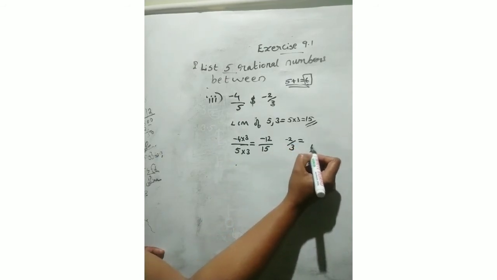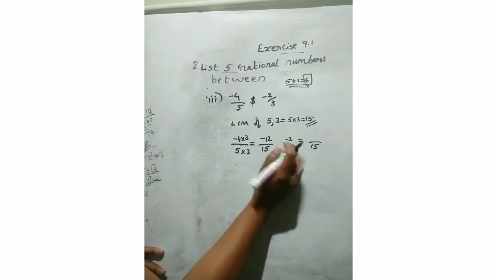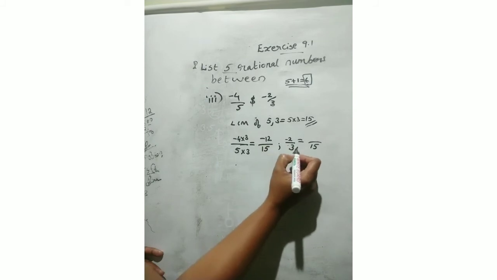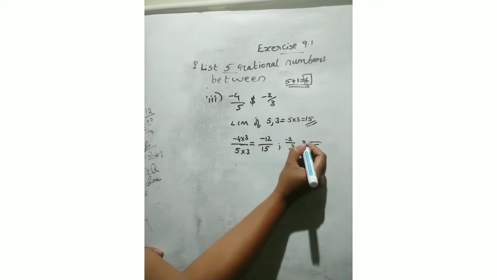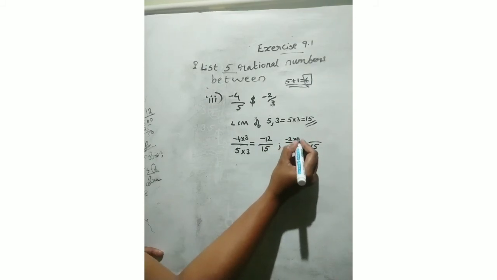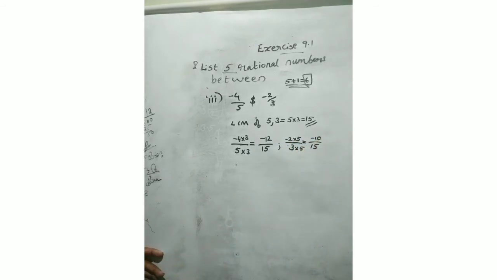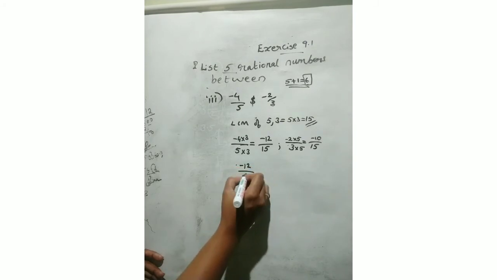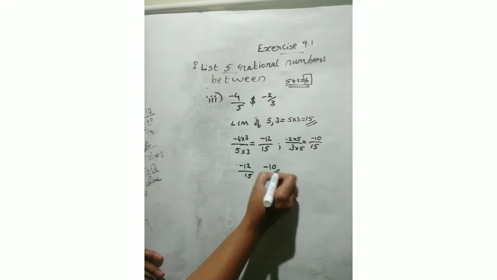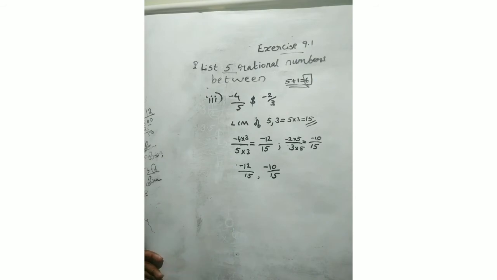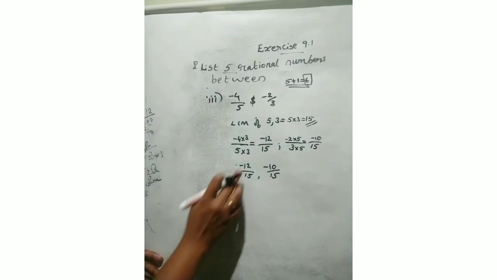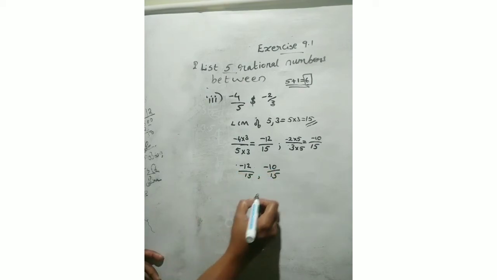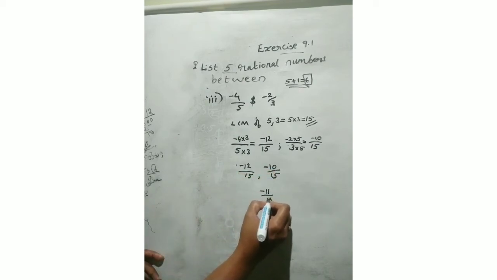This one also we have to convert into 15 as denominator. Why? Because 15 is the LCM. Then 3 times 5 is equal to 15 and negative 2 times 5, negative 10. Okay. So, now we got negative 12 on 15 and negative 10 on 15. Here, negative 12 and negative 10. Between this, it is very easy for you to say that negative 11 on 15.